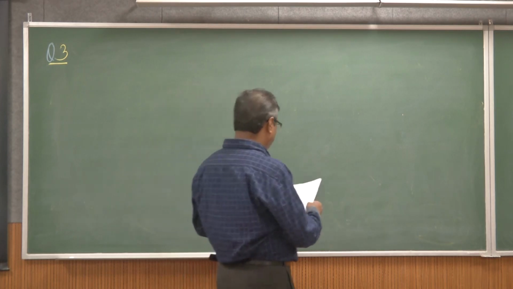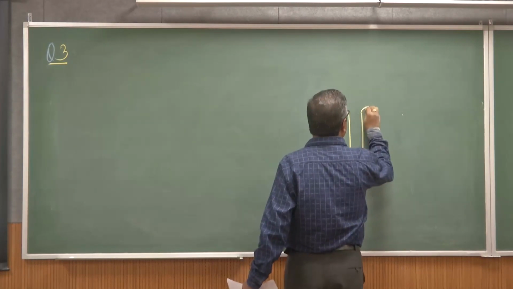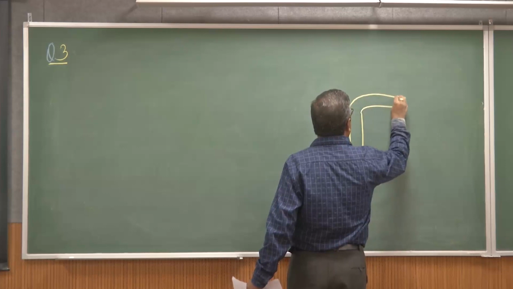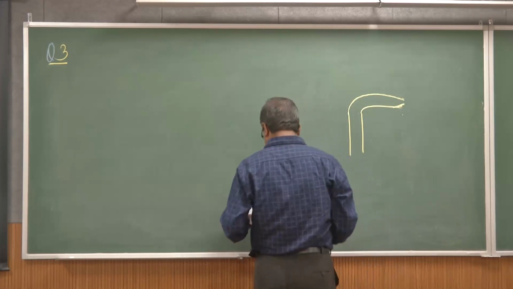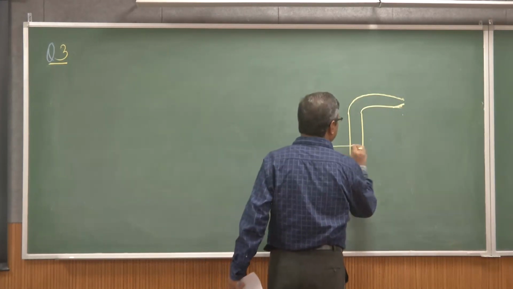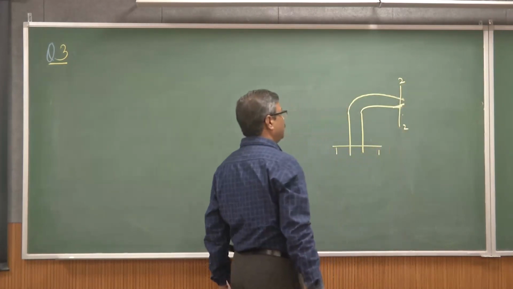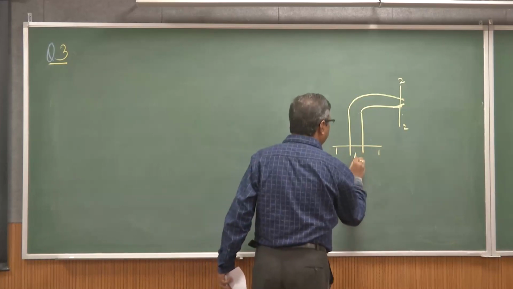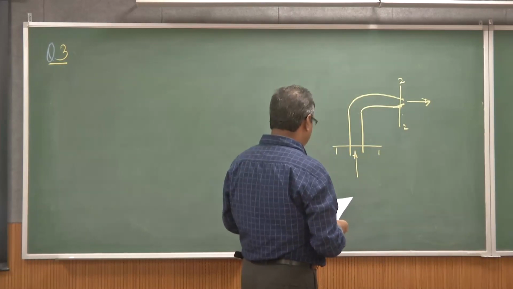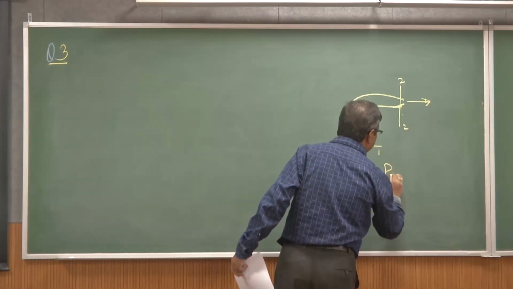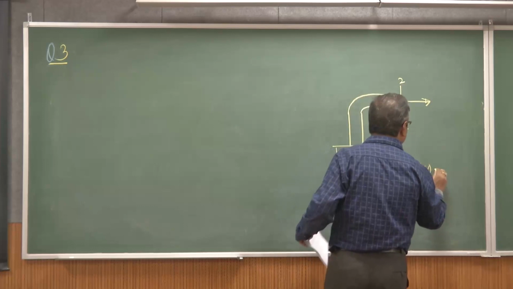So if that is the problem, let us first sketch it. There is a nozzle, and this makes a surface like this. So it has sections 1 and 2. This is the inlet, this is the outlet. The pressure at inlet 1 is given as 140 kilopascal.